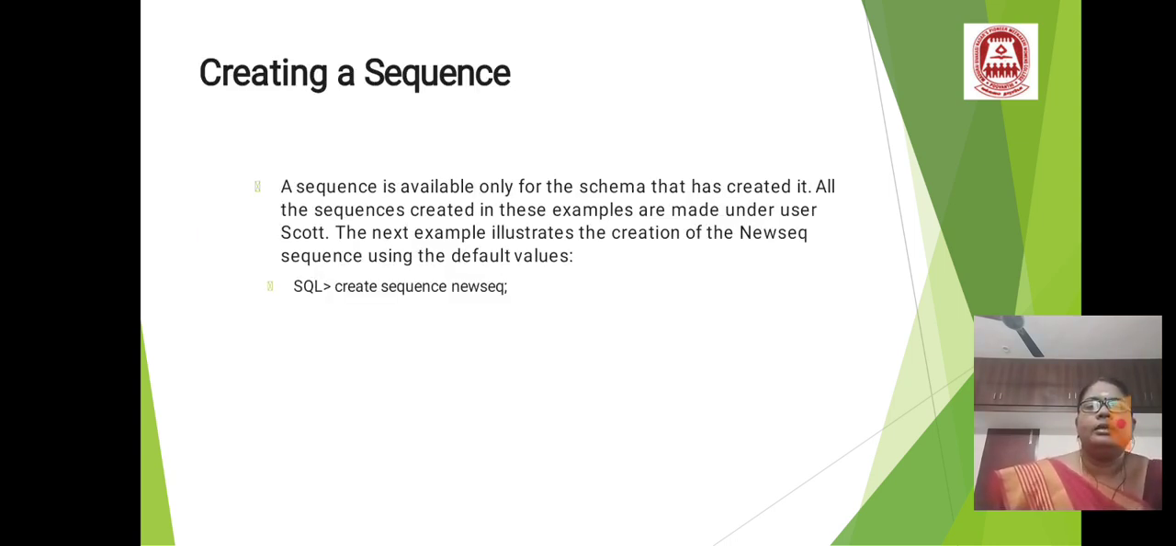Next, the CREATE SEQUENCE command. A sequence is available only for the schema that has created it. The schema may be any user, such as Scott or Cindy. Whoever creates the particular sequence can use it only for their own tables. The sequence example is listed here: CREATE SEQUENCE name, with the default values. If I use this syntax, it will allocate all the default values for the arguments. If we want to create a simple sequence, we can make use of it. The sequence name is enough.